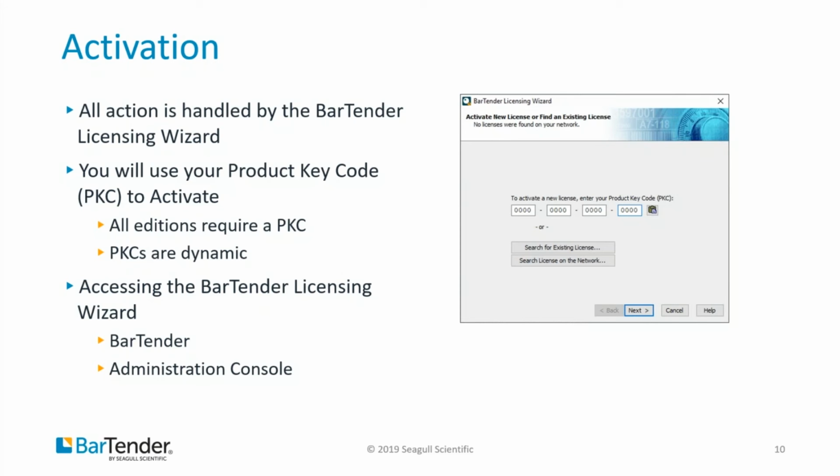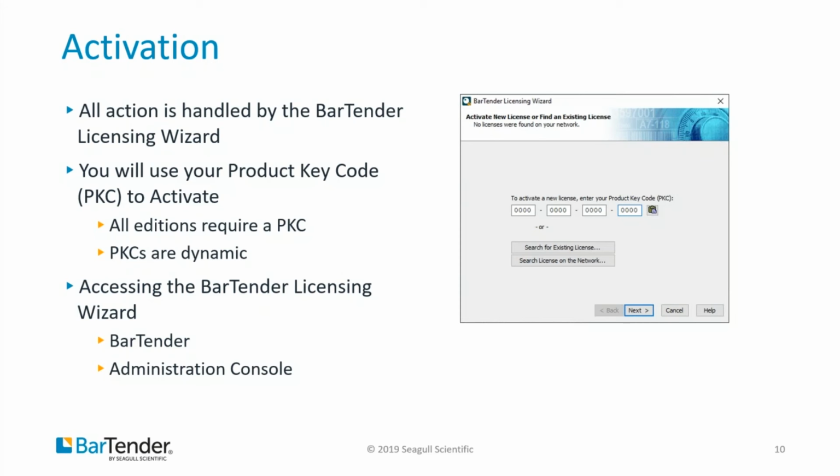Otherwise, you'll want to go to your administration console. So that's going to be where you handle a lot of your administrative tasks, such as your integrations, your system database, and for today's webinar specifically, your licenses. So to access that, you can go to your Start menu, All Programs, BarTender, and then your Administration console. Those are the ways to access it.